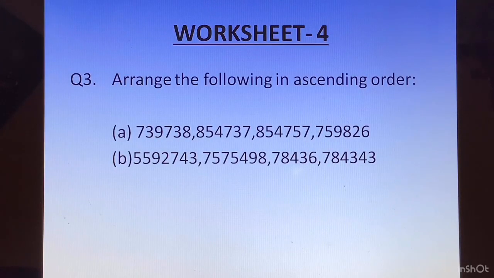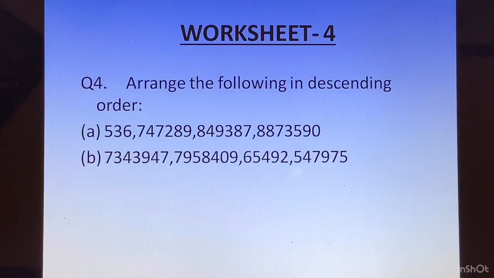Arrange the following in ascending order. In ascending order, we will write from small to big. So first we'll write the smallest number and then go up to the greatest number. Question number 4. Arrange the following in descending order. So descending is big to small.